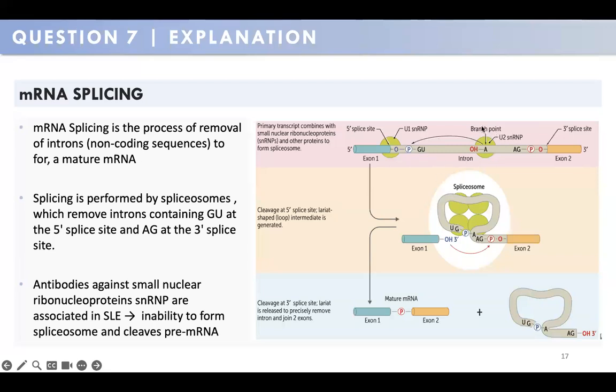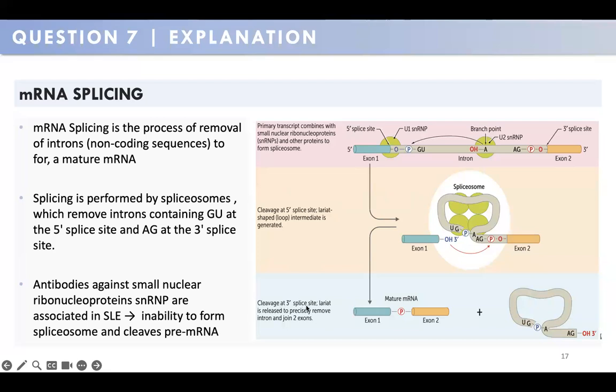As you can see here, first the small nuclear ribonuclear proteins bind to the adenine at the branch point. This is going to attack the GU at the 5' end, and then form this structure with a spliceosome. And this shape of the intron, we call it a lariat. Okay, so the lariat-shaped loop is the intermediate generated. And then the hydroxyl group that was removed here is going to attack the AG point, and then remove all of the intervening introns.